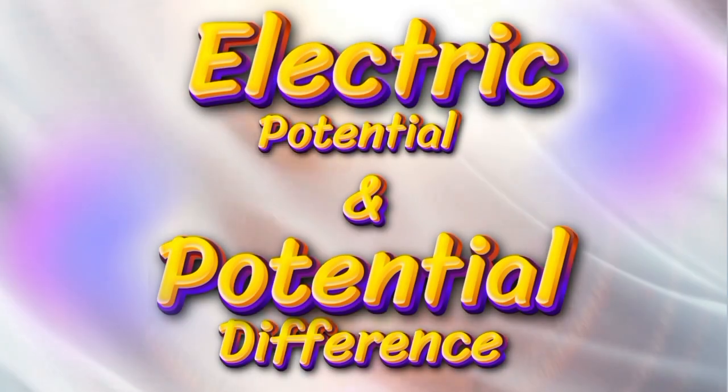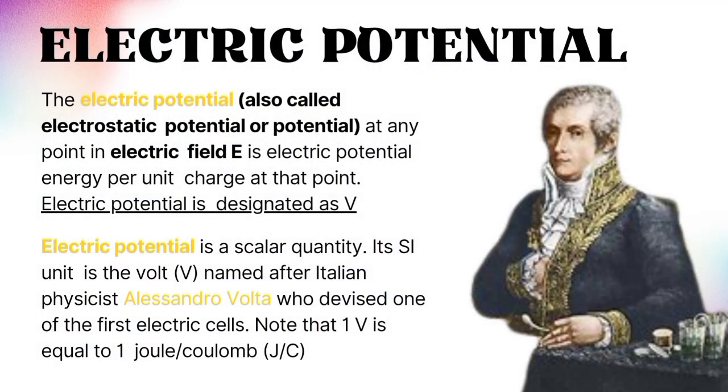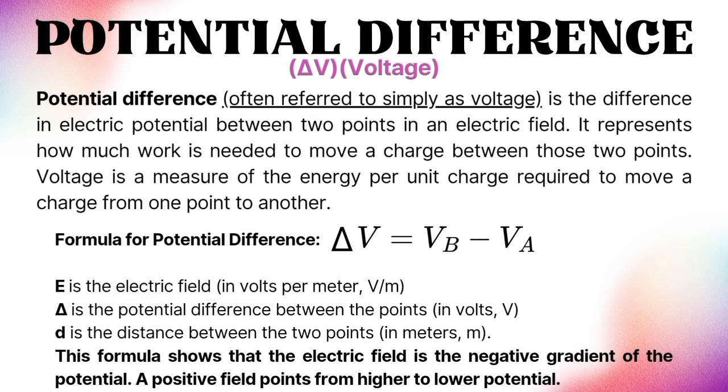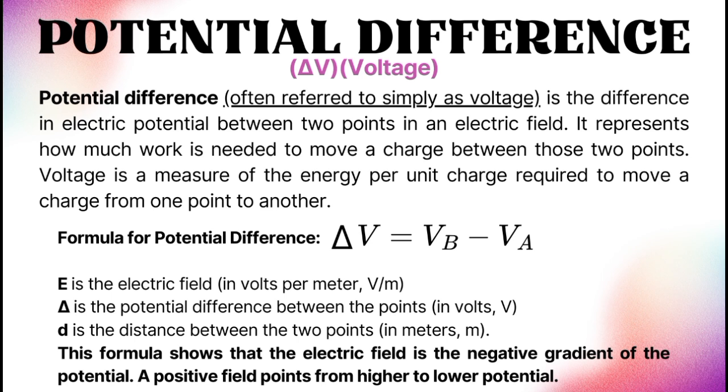Electric potential and potential difference. Electric potential, also called electrostatic potential, is the potential at any point in an electric field E. It is designated as V, a scalar quantity. Its SI unit is the volt, V, named after Italian physicist Alessandro Volta, who devised the first electric cells. Potential difference, often referred to simply as voltage, is the difference in electric potential between 2 points in an electric field.